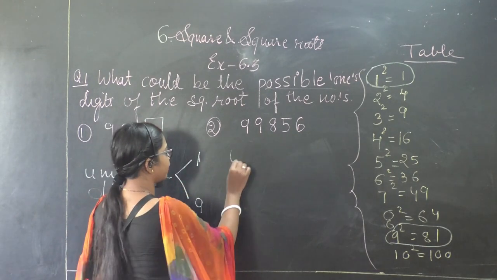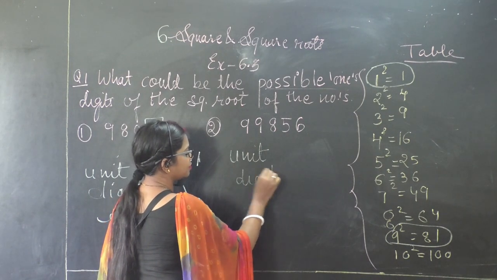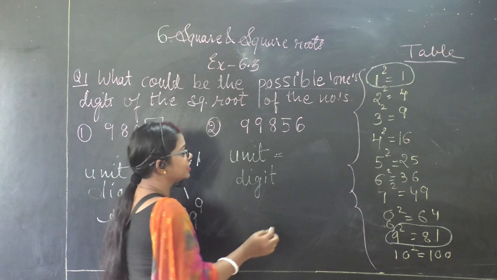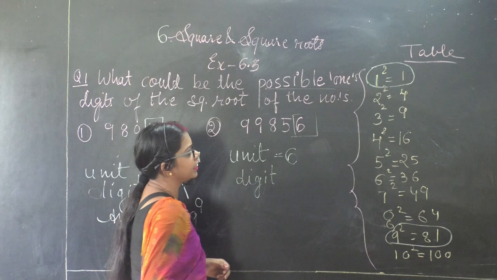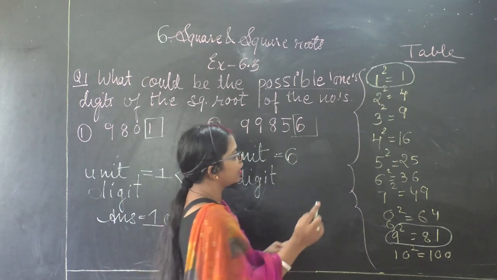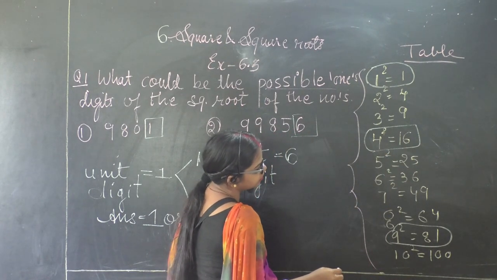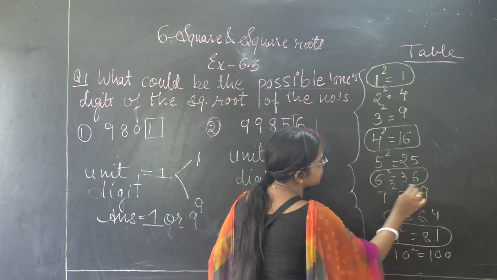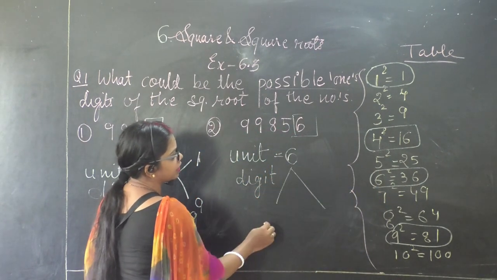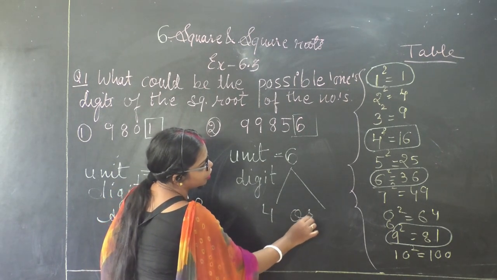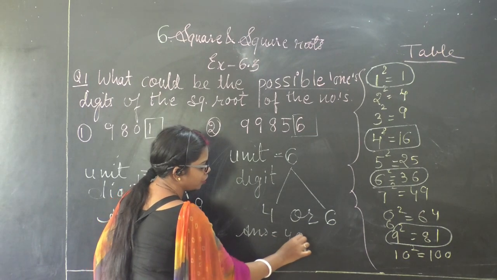Similarly, in the second question also you have to see the unit digit. Here the unit digit I have is 6. Check the possibility in this table where you will get 6. I can get this in 4 square, which is 16, and again 6 square is 36. So the possibility of getting the unit digit as 6 will be 4 or 6. So the answer will be 4 or 6.